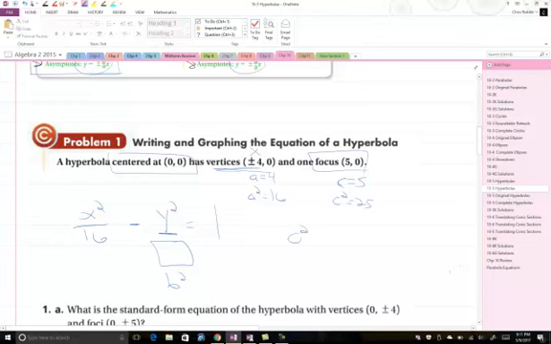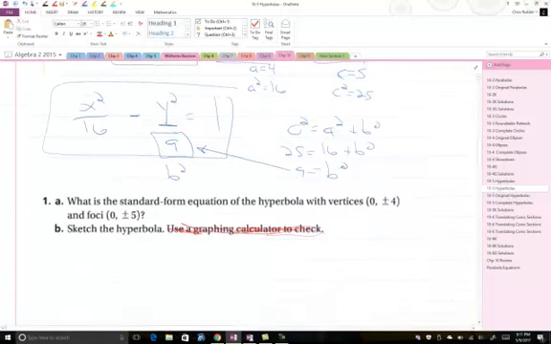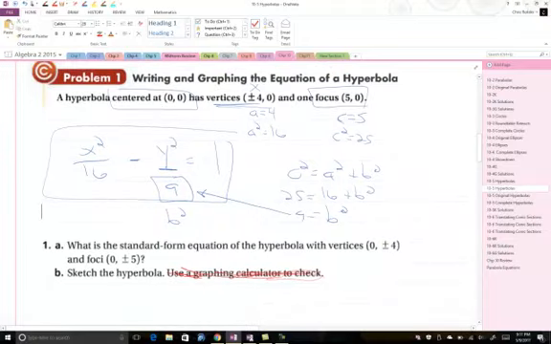So here we go. c squared equals a squared plus b squared this time. 25 equals 16 plus b squared, minus the 16. b squared is 9. Do I care that b for this equation would actually be 3? No way, because b squared is all I have to plug in. And that gives us our equation. Easy peasy. Alright, it's not, but I'm trying to sell it to you. Here we go.